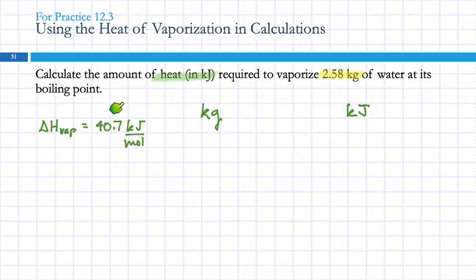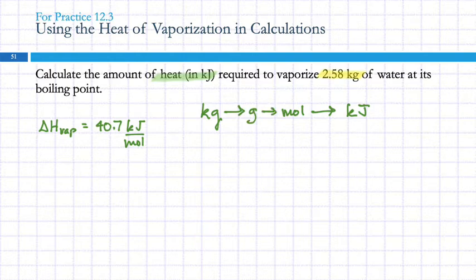Well, the units on the heat of vaporization are a big clue, because this relates kilojoules to moles. And with a lot of these types of problems, if you really aren't sure what's in the middle, give moles a try. Moles are often in the middle of calculations. So if I had moles in here, I could use this value to convert from moles to kilojoules. What do I need to convert from kilograms to moles? Grams.